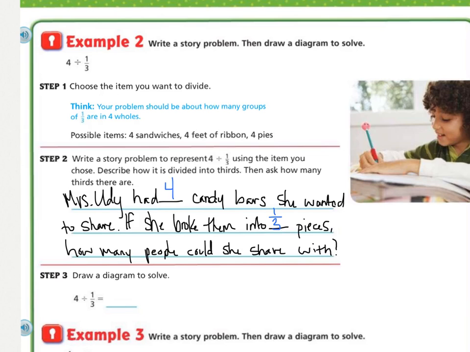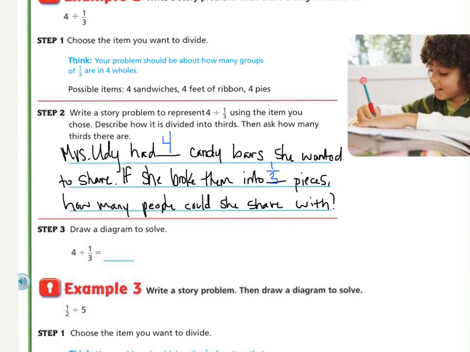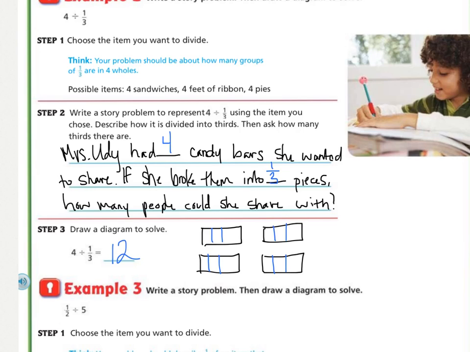Okay, so the next step is you need to draw a diagram for your problem. So go ahead and make sure you draw a diagram that helps you show the solution to 4 divided by 1/3. I chose to draw horizontal rectangles because I feel like that looks like a candy bar and it's pretty simple. And I broke it into third pieces, so how many pieces are there? Well, I can do my multiplication, flipping my 1/3, that would be 3 over 1, or I could just count the pieces, and either way, I end up with the answer of 12. I could share with 12 people.